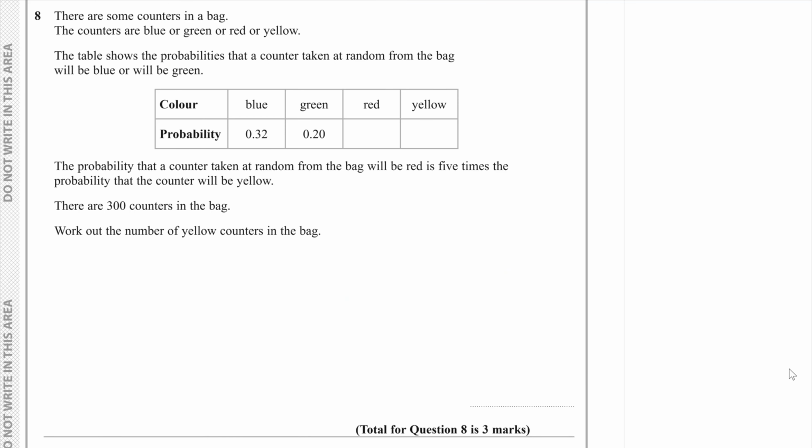Question 8. There are some counters in a bag. The counters are blue or green or red or yellow. The table shows the probabilities that a counter taken at random from the bag will be blue or will be green. The probability that a counter taken at random from the bag will be red is 5 times the probability that the counter will be yellow. There are 300 counters in the bag. Work out the number of yellow counters in the bag.